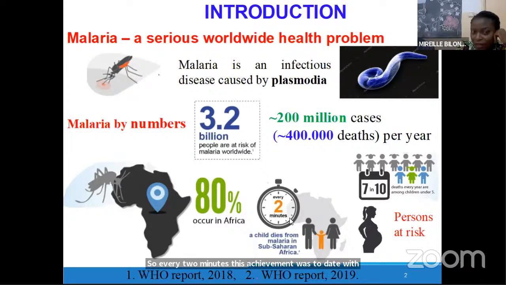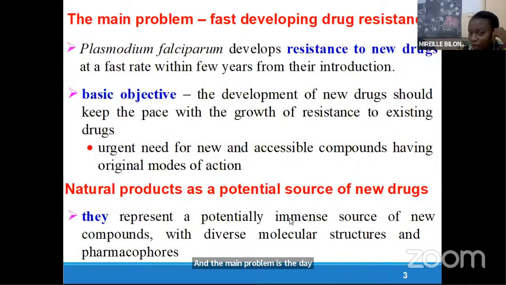And the main problem is the resistance to new drugs due to this Plasmodium, and we have to come up with new drugs which at least keep pace with the growing resistance to the drug. So to do that, we need to access new compounds with a new mode of action, and this can be found from natural products, which are a potential source of new drugs.